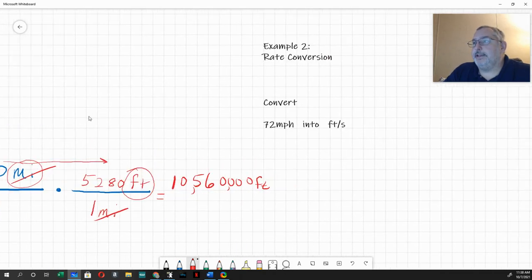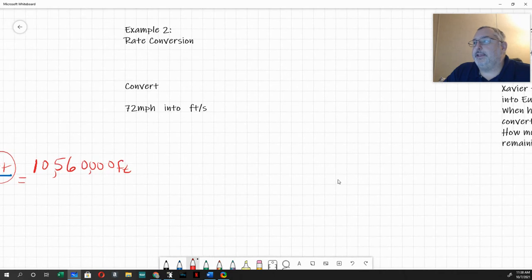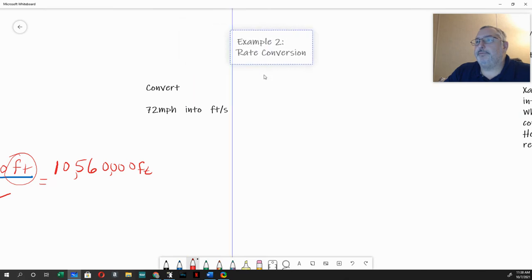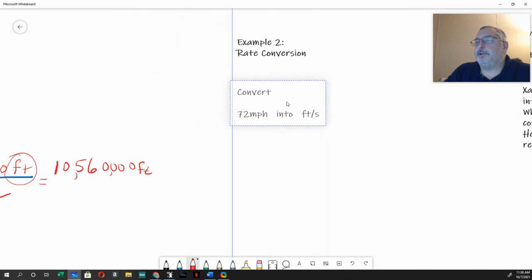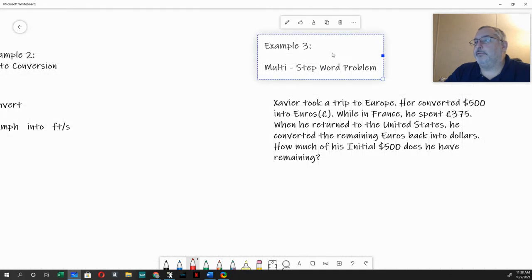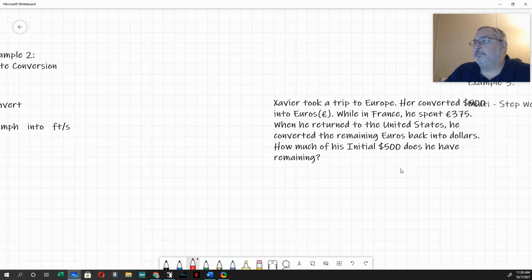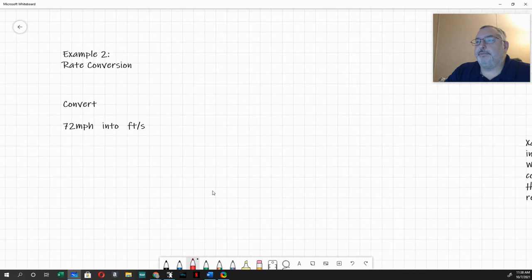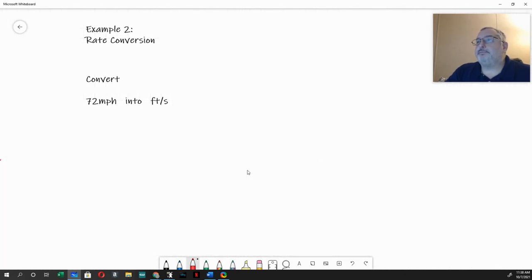Let's take a look at the next example. In the next example, we're actually going to convert a rate. We're going to move this over a little bit so we're not interfering with our last example. All right. So now on this one, we're converting 72 miles per hour. That's what I'm given. And we're going to convert it into feet per second.